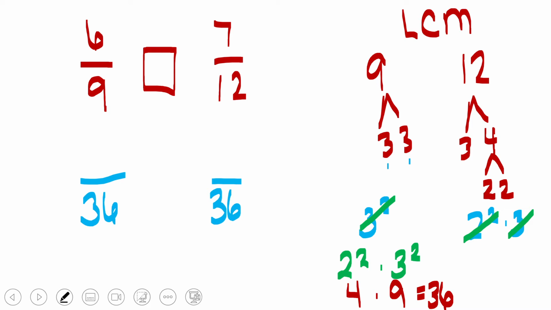So now we determine, how does 9 get to 36? Okay, 9 times 4 becomes 36. If you multiply the denominator by 4, you need to multiply the numerator by 4. It's like what we've talked about. 4 over 4 equals 1, so you're not changing the value of 6/9 by multiplying by 4 over 4, the identity property. 6 times 4 is 24 on top. Now we have a new equivalent fraction for 6/9.